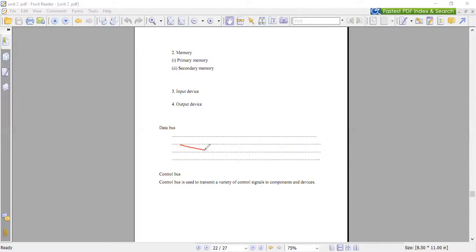The part we saw is in the form of a cable. If suppose you are copying something from the CD ROM to a hard disk, so the data bus should be there. A cable is plugged between those two. Through that only, what is inside the CD can be copied to the hard disk. That's called data bus. Under that, write down.